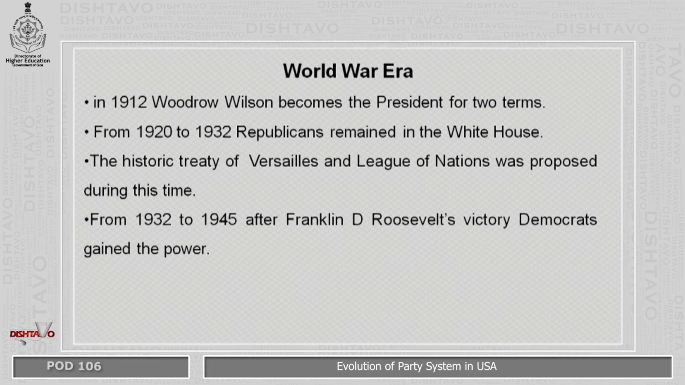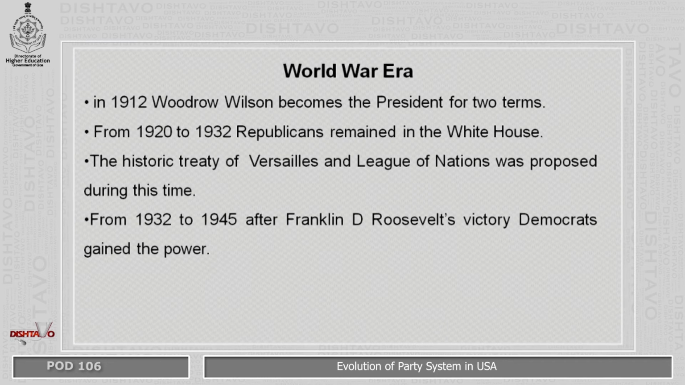So the historic Treaty of Versailles and the League of Nations was proposed during this time. And now, the way there was an issue going on about the abolishment of slavery, some were for it, some were against it. Here also, when it comes to the Treaty of Versailles and the League of Nations, there was opposition from the majority of Americans and there was support.